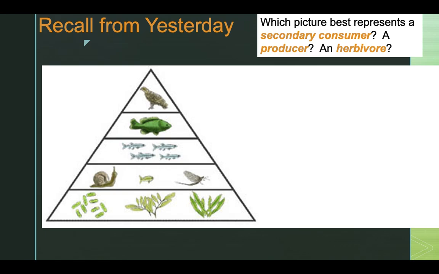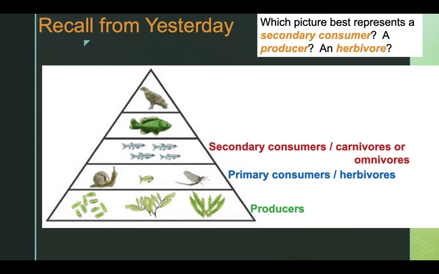Okay, let's start from the bottom. The bottom, as you should know, are our producers. These are any organism that makes its own food using light from the sun. A step up from that would be our primary consumers, which are going to be our herbivores. Remember, primary consumers feed on producers, so they are going to be plant eaters. Our secondary consumers are going to be carnivores or omnivores, and our tertiary consumers also carnivores or omnivores.